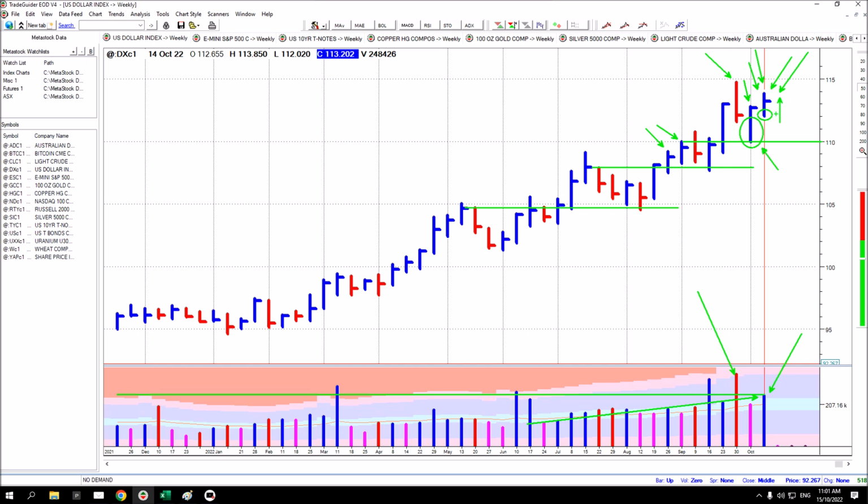Now this week there may have been some absorption of that supply, and that may allow price to continue higher again next week. But if that supply continues, if it's ongoing and persistent, you may find price comes back down in response and perhaps tests this 110 line.